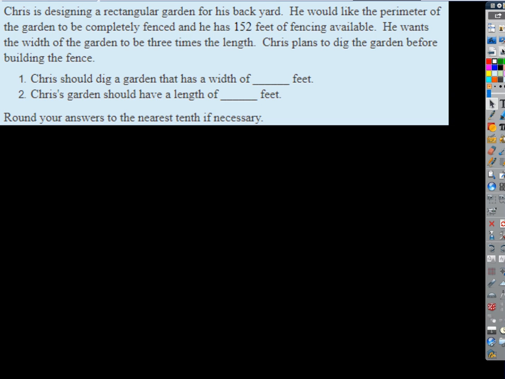What's the first thing on a problem like this that we're going to start with? Exactly, what you're trying to find, the unknowns, right? This should be a pretty dumb problem if I said, how much fencing does Chris have? 152 feet. That's not a very hard problem, right? The things that are asked about are the unknowns. So that's where you look.